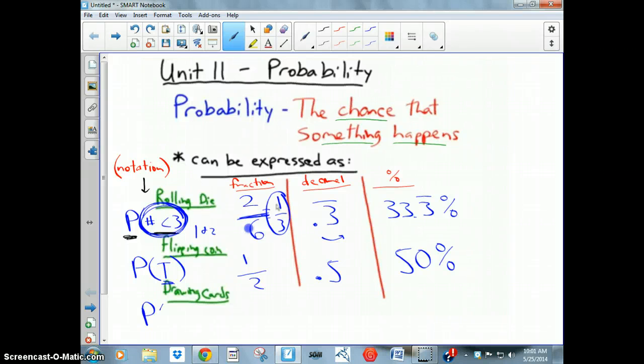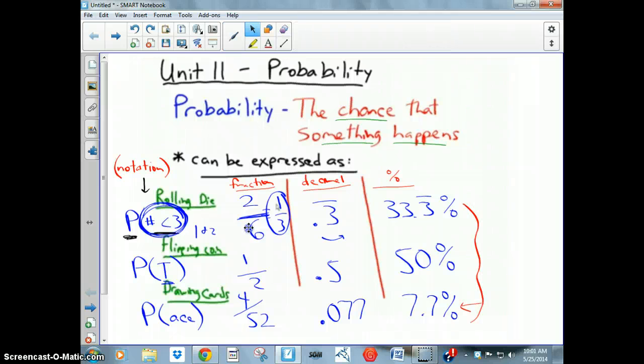Drawing cards. What's the probability that you draw an ace on one draw? Well, there are only 4 aces in the deck, and I hope we know without the jokers there are 52 total cards. 4 out of 52 is the probability that I get an ace on one draw. If I divide 4 by 52, I get a decimal of 0.077, which is the same as 7.7%. Obviously, that is the smallest chance of any of these 3 events, and that's how you compare them.